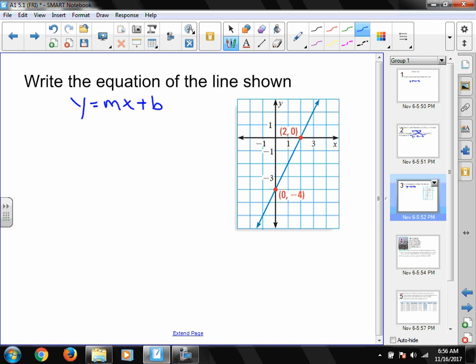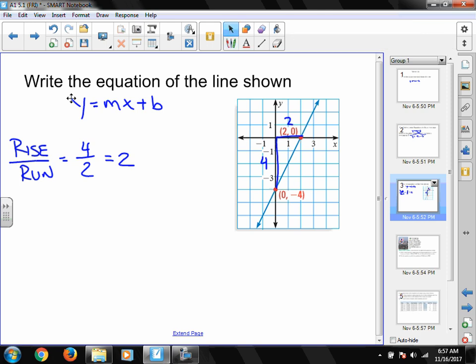So if I start down here at 0, -4, I go up and over to 2, 0. So I rose 4, I ran 2. So my rise over my run is going to be 4 over 2, which is just 2. I don't necessarily need to use those 2 points. I can use any 2 points on the line.